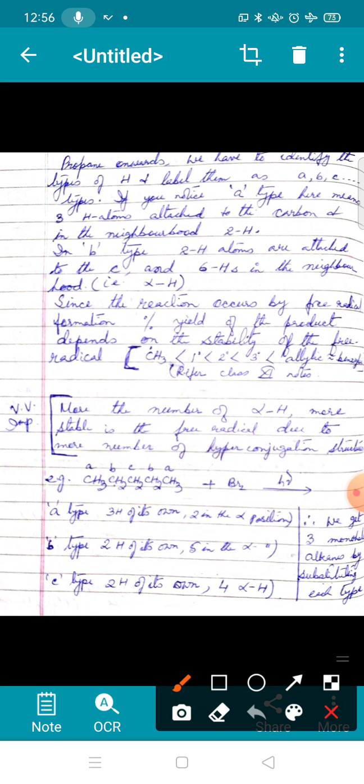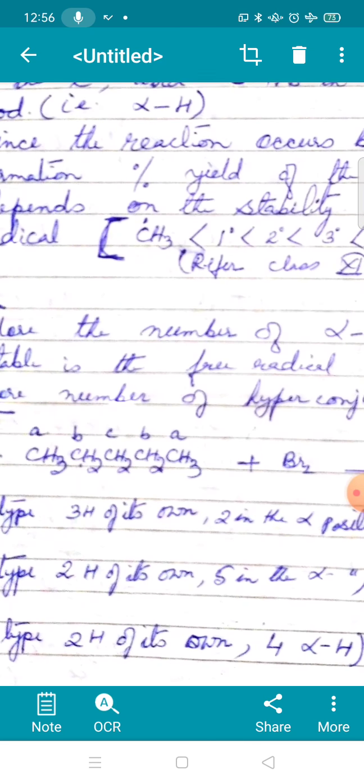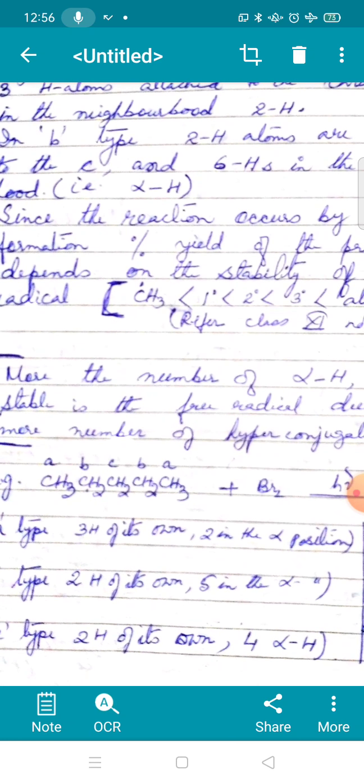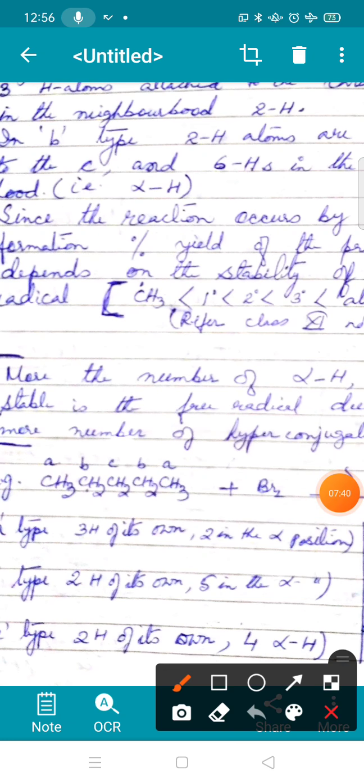Now the question arises, sometimes it may happen that I encounter two different products, both primary or both secondary. In that case, how do I know which one is going to be the major product? To understand this, we have taken this example. You can see here we have taken pentane, CH3, CH2, CH2, CH2, CH3. Here we have three types of hydrogens because they are in different environments.